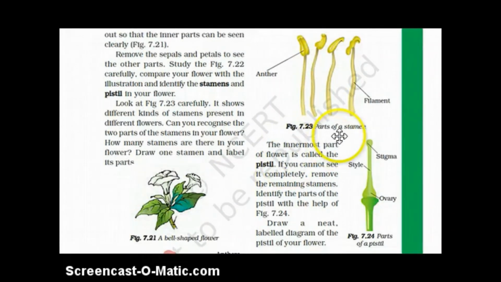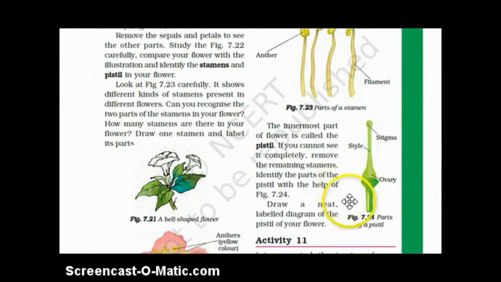Now, if we see the stamens carefully, we'll find that they have two parts. The filament, the long tube-like structure, and the upper part, which is the anther. This anther contains very tiny spores, which are called pollen grains.